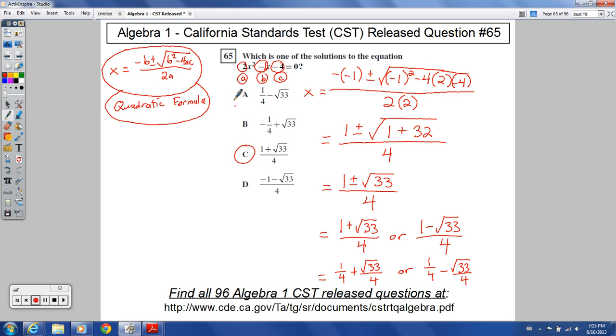For number 65, choice C is the valid answer of what we see here with our answer choices and how it matches up with the two possible solutions right here. Choice C is your answer for number 65.